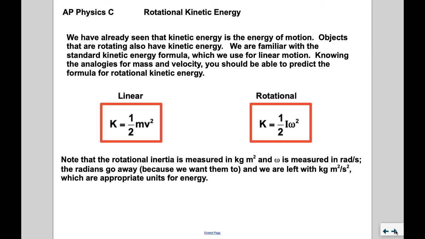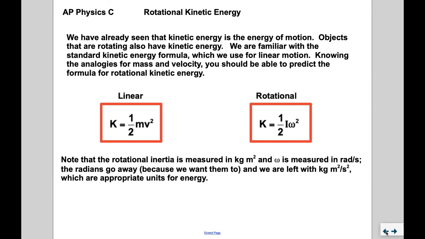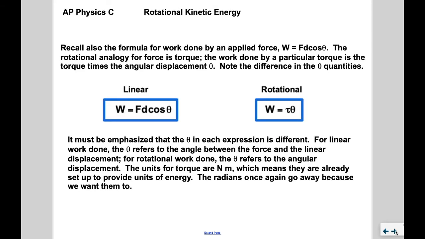When we multiply out the units, again, the radians go away because we want them to. We're left with kilogram meters squared per second squared, which is appropriate for joules. So this applies particularly to solid, rigid objects with physical dimensions that are rotating.